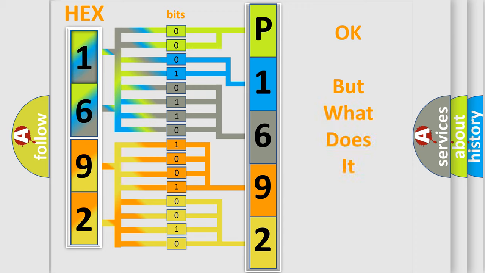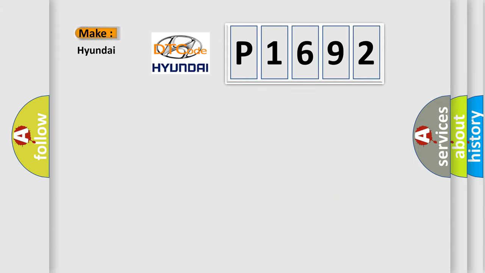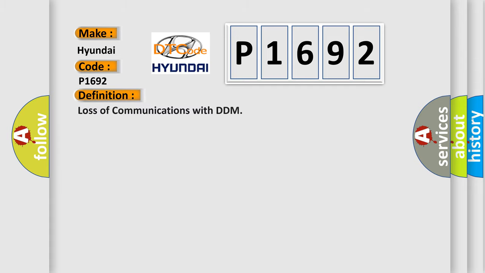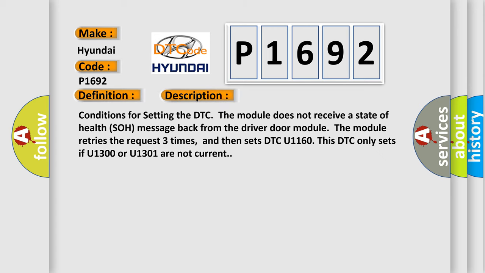The number itself does not make sense to us if we cannot assign information to what it actually expresses. So, what does the Diagnostic Trouble Code P1692 specifically mean for Hyundai vehicles? The basic definition is loss of communications with DDM. And now this is a short description of this DTC code.